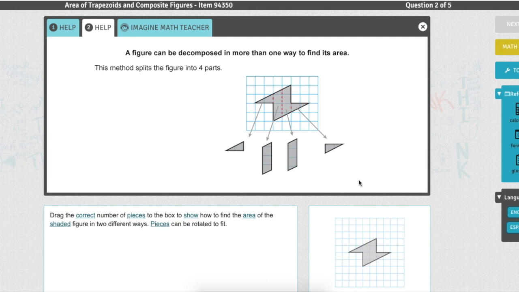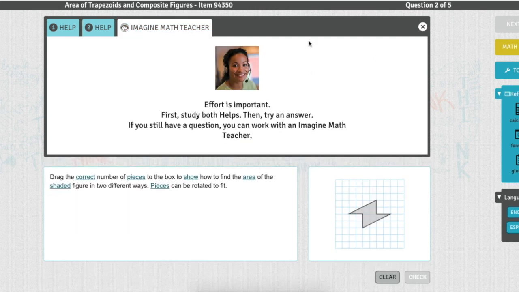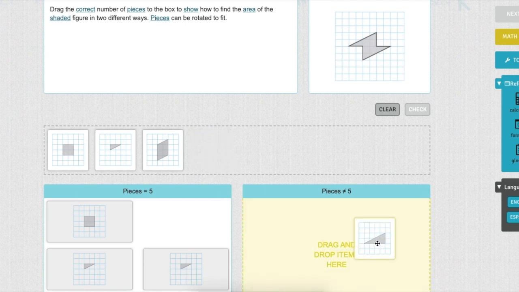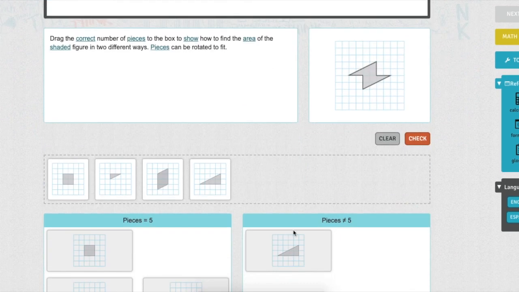So don't feel like they cheated you. This is just so that you truly do understand the material. Okay, and then if you're still not getting it, go ahead and use the Imagine Math teacher. I could just put a random one down here and then go talk to the Imagine Math teacher, but am I being honest with myself? No. So that's probably not the best choice.